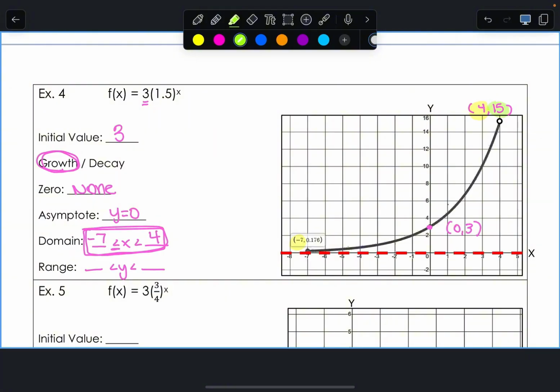All right, which one's your smallest y value? 0.17, and then your highest? 15. Which one do you underline? 0.17. Good.